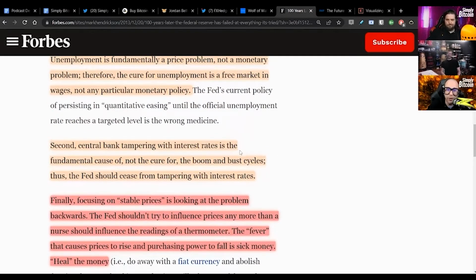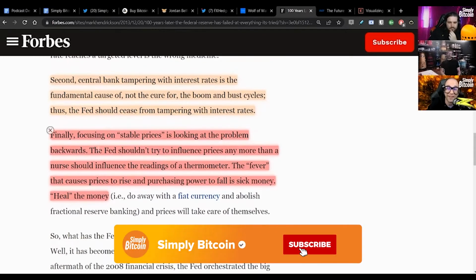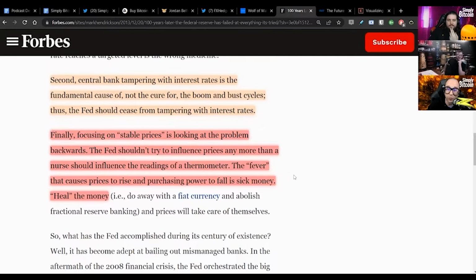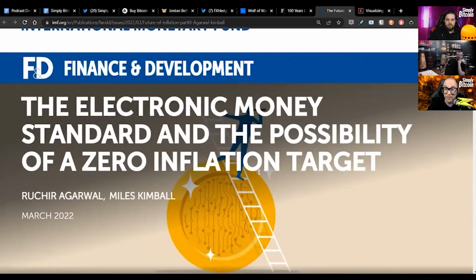Second, central bank tampering with interest rates is the fundamental cause of, not the cure for, the boom and bust cycles. Thus, the Fed should cease tampering with interest rates. Remember, this is on Forbes, 2013. Finally, focusing on stable prices is looking at the problem backwards. The Fed shouldn't try to influence prices any more than a nurse should influence the reading of a thermometer. The fever that causes prices to rise and purchasing power to fall is sick money. Heal the money.